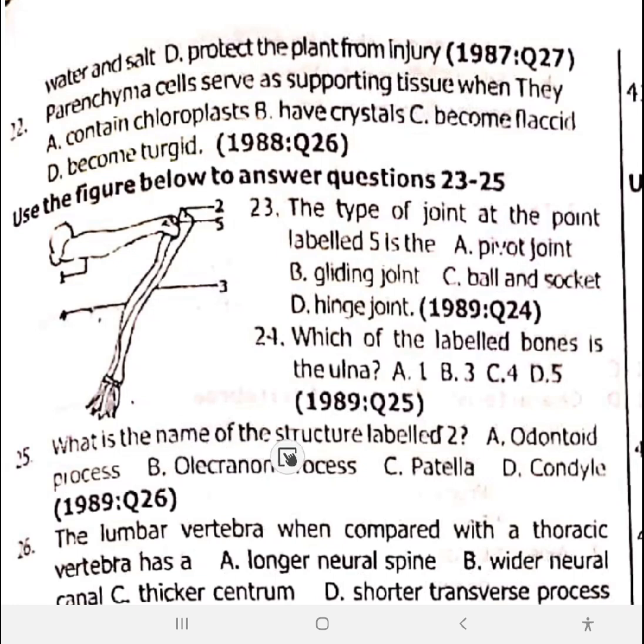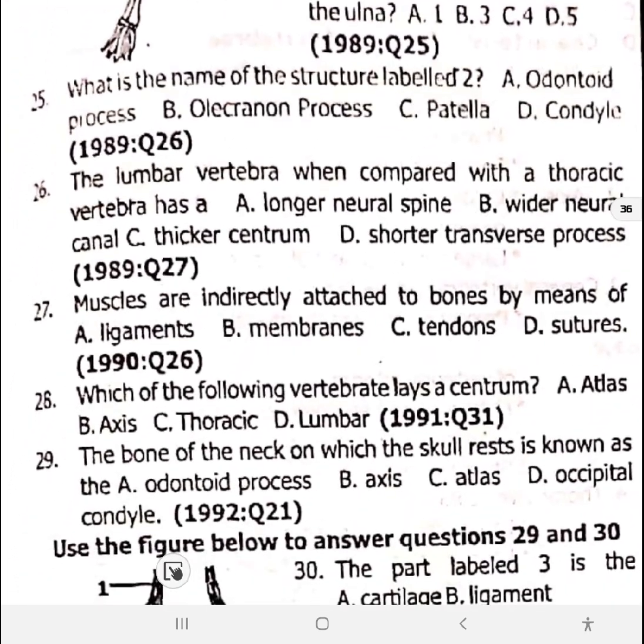25. What is the name of the structure labeled 2 here? 25 is option B. Olecranon process. Olecranon process is a process. That's what happens there. 25 is olecranon process. This one is the humerus. Don't forget. This place now humerus. This place now ulna. This place now radius. This place now olecranon process. OLECRANON.